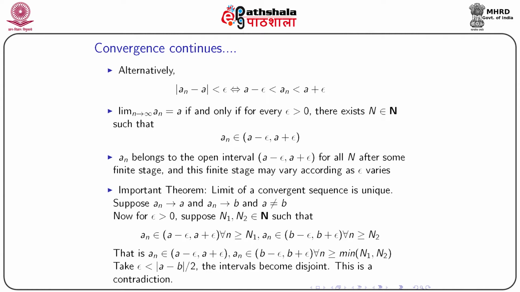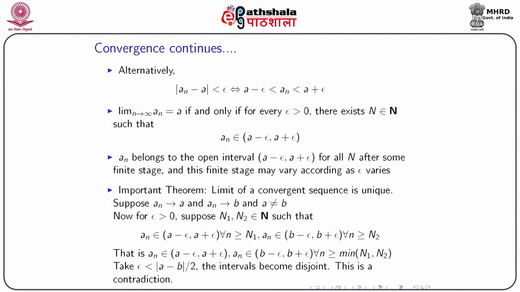Similarly, we are also assuming that an is converging to b also. That means an belongs to b minus epsilon to b plus epsilon. So I have two open intervals, a minus epsilon to a plus epsilon, and b minus epsilon to b plus epsilon, and an belongs to both of these.